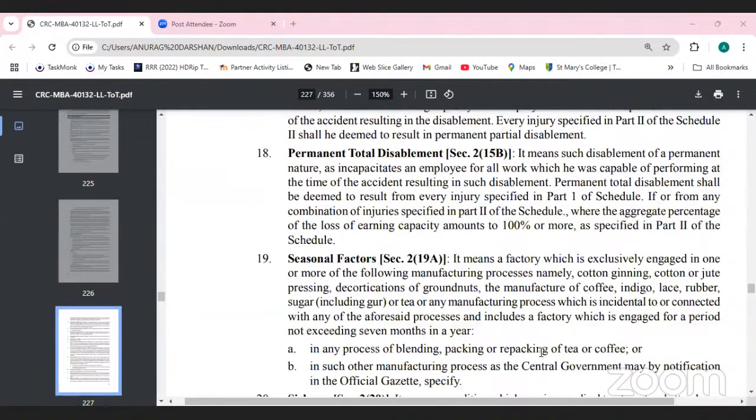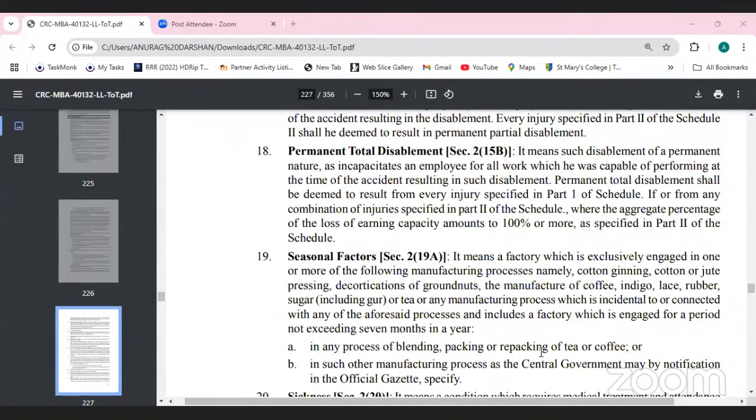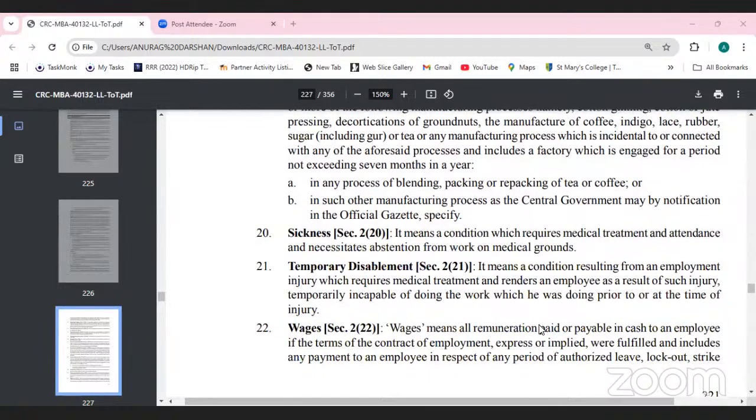Now, seasonal factory. It means a factory which is exclusively engaged in one or more of the following manufacturing processes, such as cotton ginning, cotton or jute pressing, decortication of groundnuts, manufacture of coffee, indigo, lac, rubber, sugar including gur, or tea, or any manufacturing process which is incidental to or connected with any of the aforesaid processes, and includes a factory which is engaged for a period not exceeding 7 months in a year. Any process of blending, packing and repacking of tea, or any manufacturing process as per the central government's notification in the official gazette.